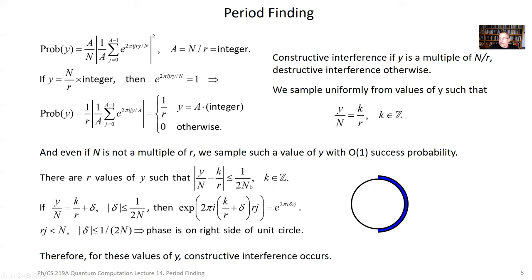Okay, so the idea here is, if you look at the values of y over n, they're equally spaced rational numbers between 0 and 1. The distance between successive numbers is 1 over n. And so if I consider any value of k over r, where k is an integer less than or equal to r, then one of the values of y over n is going to be at least as close as half the distance between those neighboring points. They're separated by 1 over n, so half the distance is 1 over 2n. Take any value you want in the unit interval, and there will be some y over n which is within distance 1 over 2n of that number.